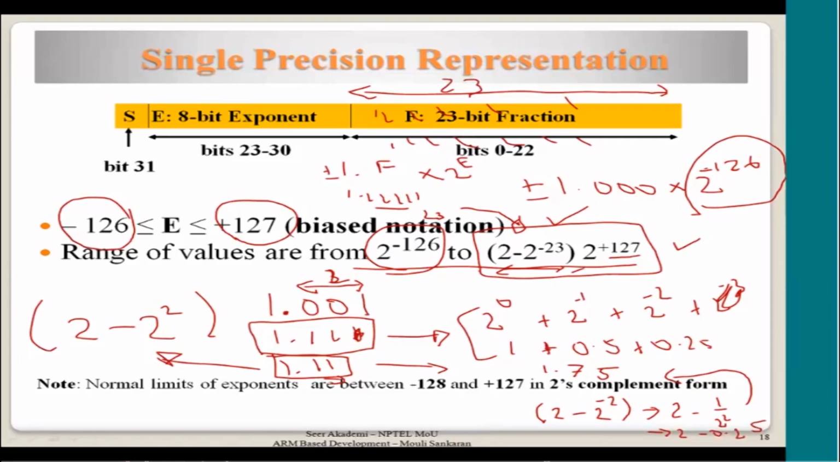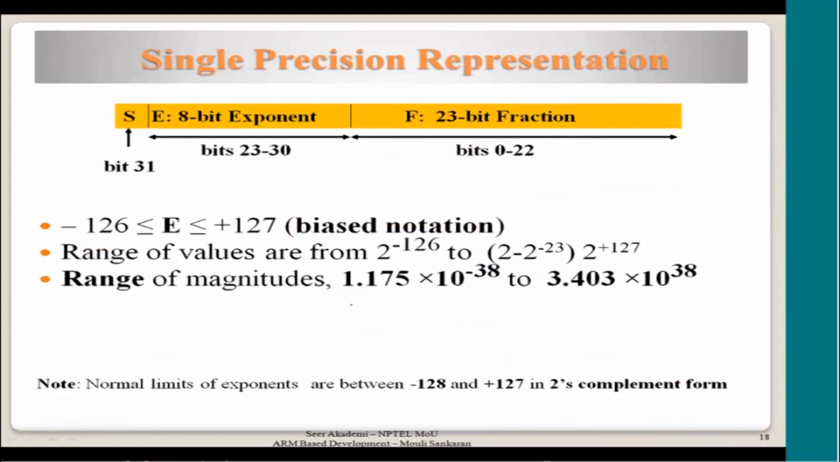If the sign bit happens to be 0, then this will be the maximum positive number. Both are maximum positive ranges. Negative will be negative of this. That's all. So effectively, I have told you that this is the range. I hope this example clarifies that. And the decimal equivalent of this, I represented in 2 power something, right? If I convert into decimal form, this is 1.17 into 10 power minus 38.